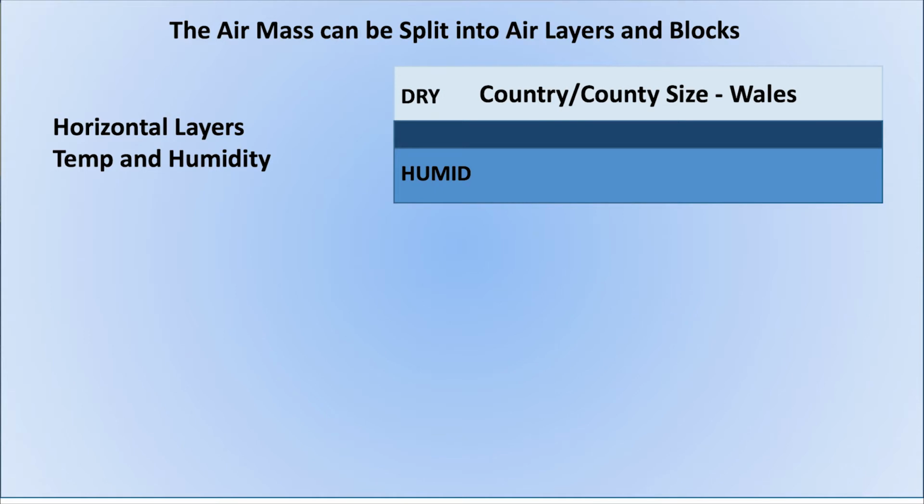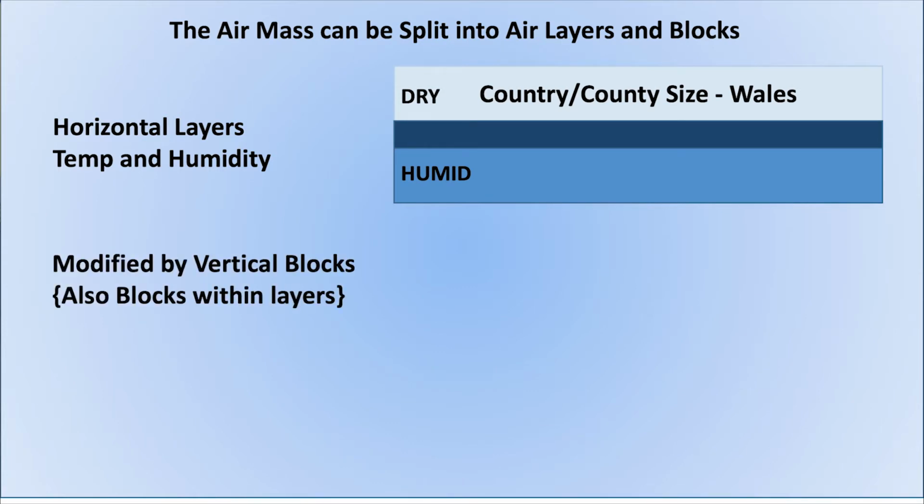The air mass can be split into air layers and blocks. So here we have the horizontal layers, and we're talking about an area the size of the country, or the county, or the area of Wales. So fairly large areas. And each of those layers has got temperature and humidity within it.